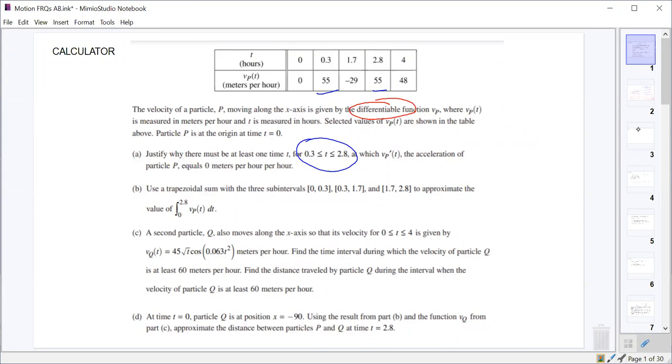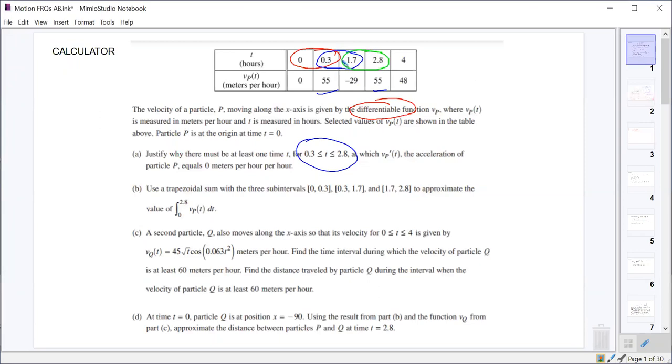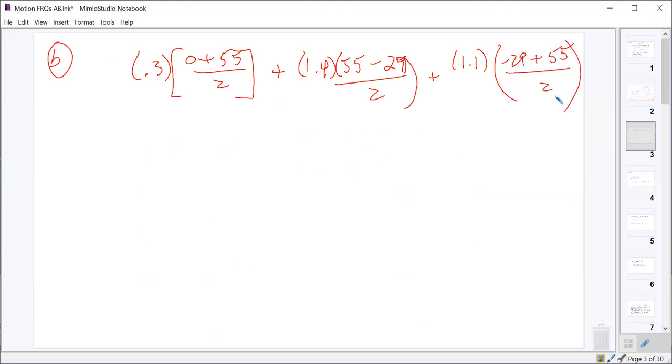So we will first say that the heights of each trapezoid will be the difference between 0 and 0.3, 0.3 and 1.7, and 1.7 and 2.8. And so as we go through, we'll say the first one should be 0.3, and then it should be 0 plus 55 divided by 2, base 1 plus base 2 divided by 2. And then the next one was 1.4 for the height. And then 55 plus negative 29 over 2. And then the last one had a height of 1.1 and was negative 29 plus 55, basically the same thing, right, over 2.